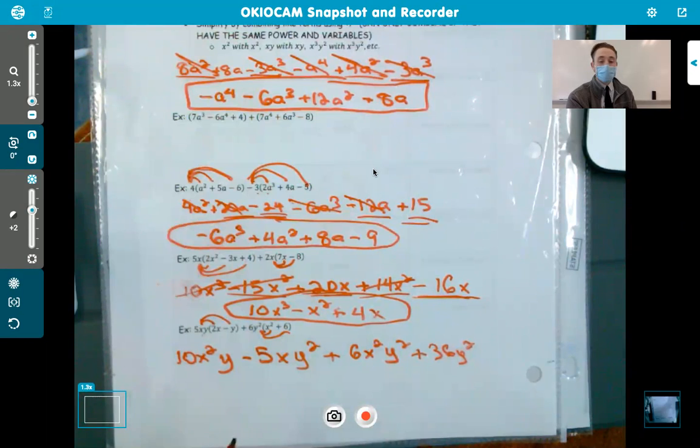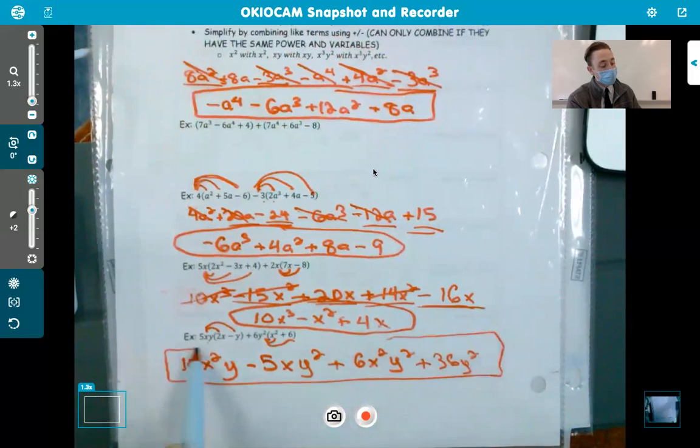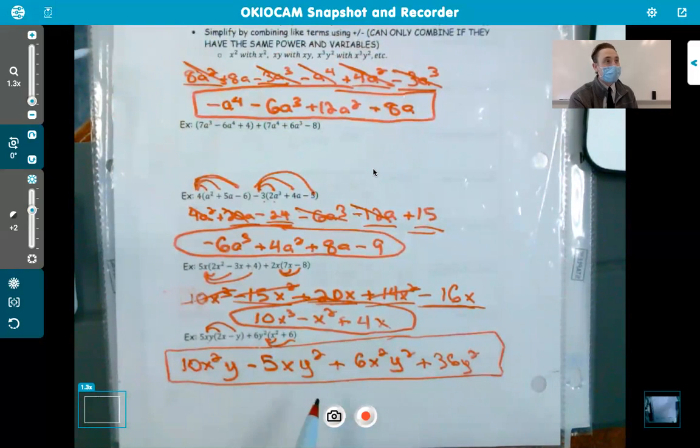When you have multiple variables and you're combining like terms, they have to have the same variables and the same exponent too. So I have x squared y. There's no other term here that also has an x squared y. I have xy squared. There's no other term that has an xy squared. So this is actually going to end up being your final answer here. The only time you can combine is if they have the same variable and the same exponent as well. All right, so xy with xy, x cubed y squared with x cubed y squared.